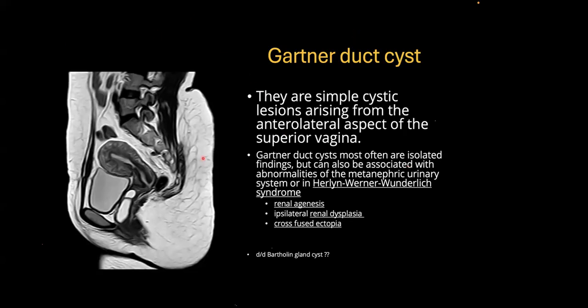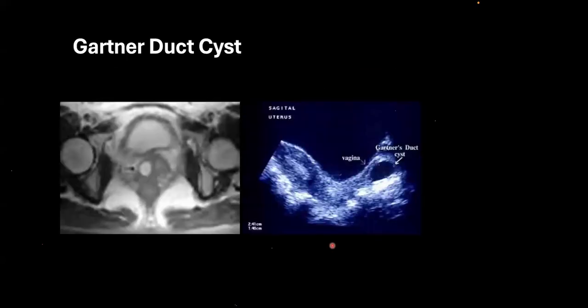And whenever we come across a case of Gartner duct cyst, we have to look for any mesonephric and uterine anomalies. Right from the kidney, we have to trace till the vagina, whether there is any renal agenesis, any renal dysplasia or any kind of cross-fused ectopia. And also we have to look for the ovaries, uterus, everything. So this is the ultrasound image and here we see on MRI.